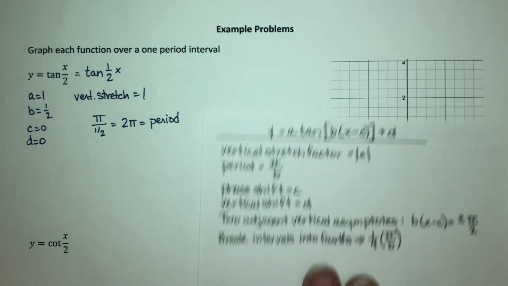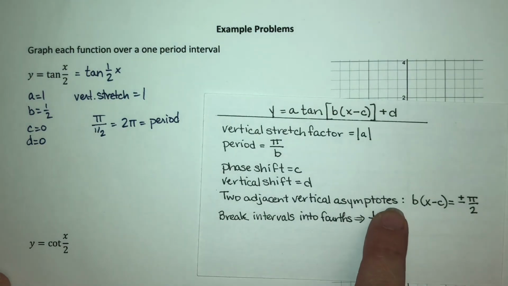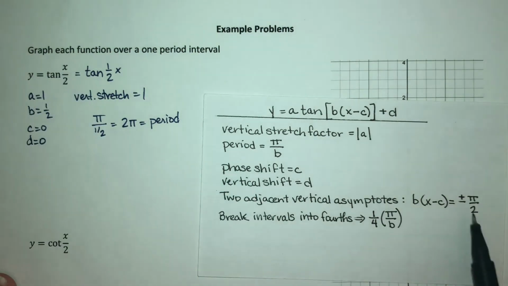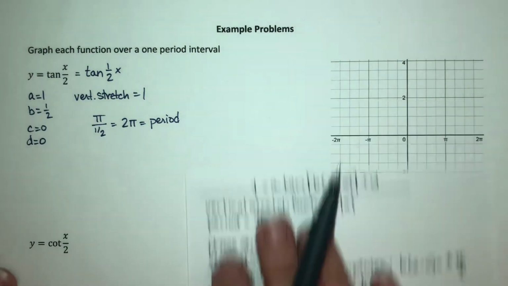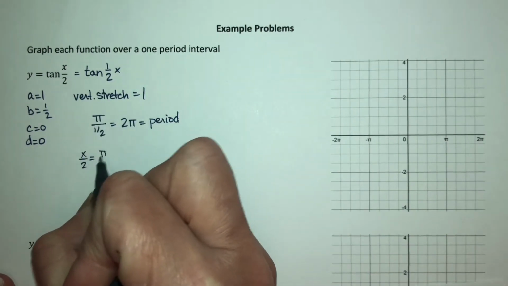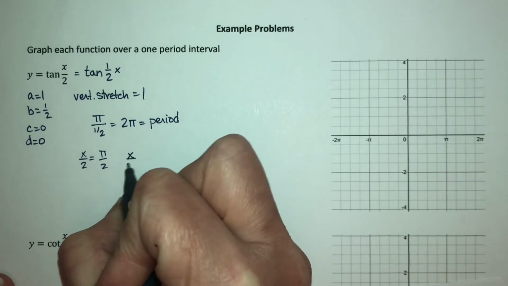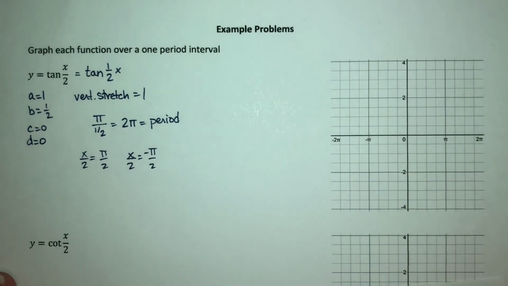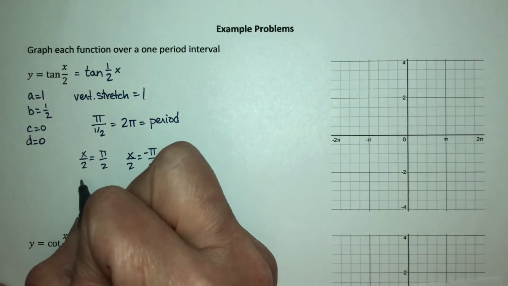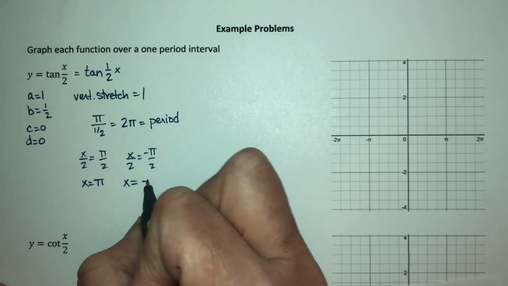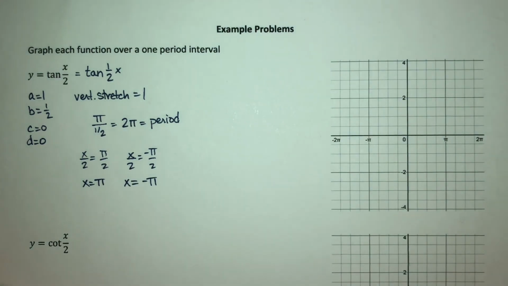So to find adjacent vertical asymptotes, we're going to take the argument and set it equal to positive and negative pi over 2. So I do x over 2 equals pi over 2, and then x over 2 equals negative pi over 2. So it's pretty easy to see that we're going to have vertical asymptotes at x equal to pi and x equal to negative pi. So let me draw those in.